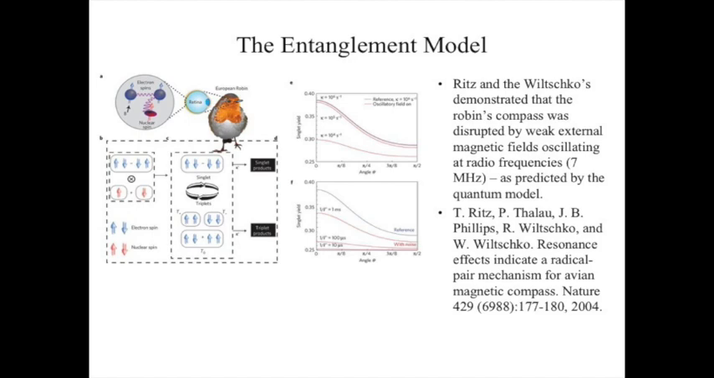So the model predicted that the bird's compass should be disrupted by high frequency radio waves, and indeed it was. And that's because the high frequency radio waves are disrupting this interaction between the entangled radical pairs. So this was then published in 2004, evidence that the bird's compass is quantum mechanical.